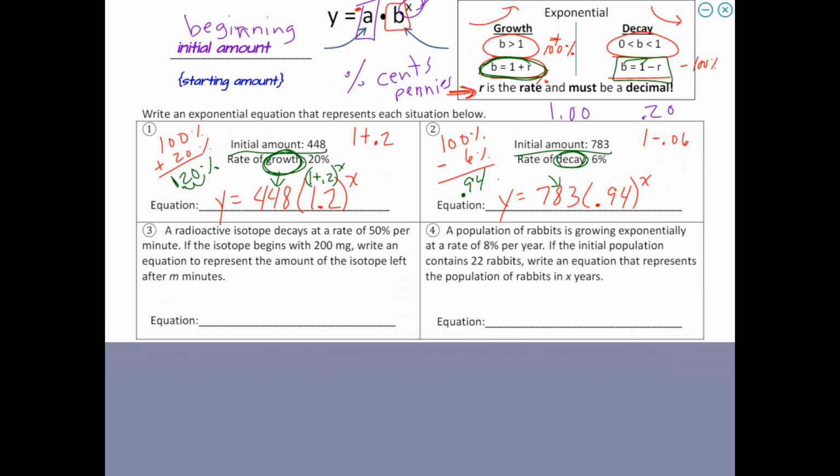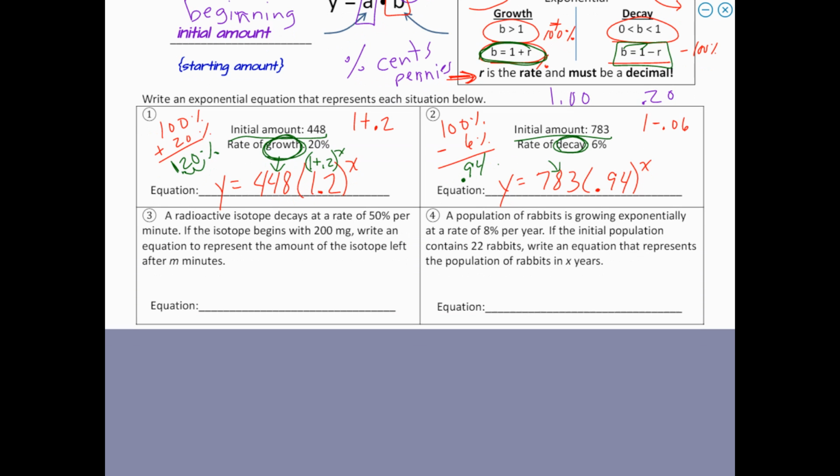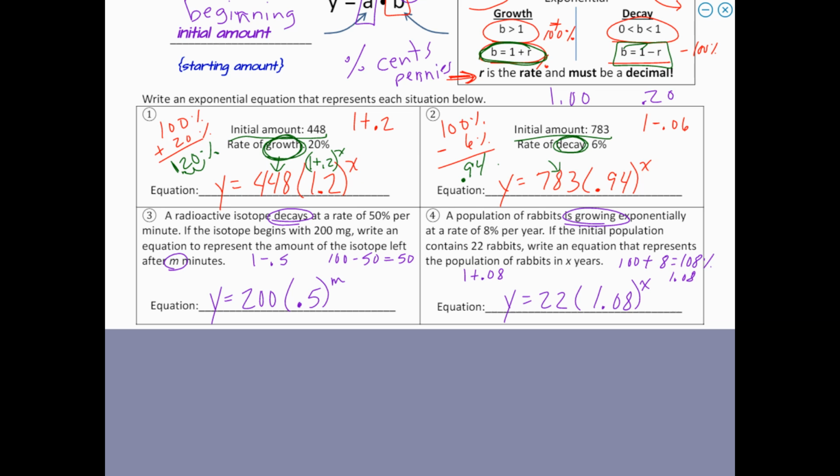So next problem. These are both word problems, but they have the same information. Look for your beginning amount and look for how it's changing. What's the rate? Is it growing? Is it decaying? And write your equation. Good work.